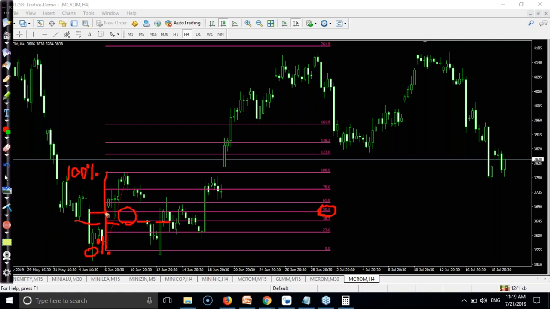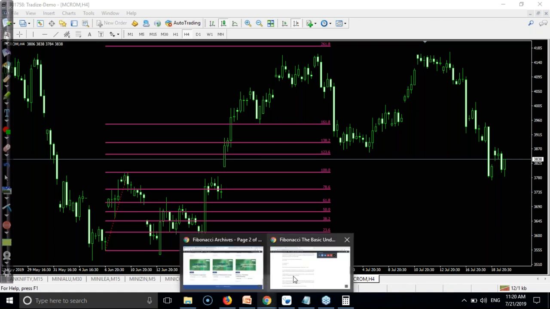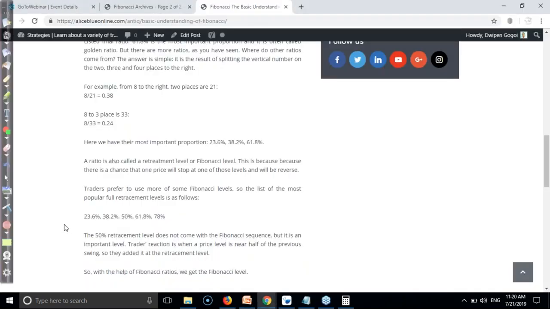50 is the most important level, and that is why most traders use it. There is no 50% level according to the Fibonacci ratio, but people are using 50%, right? You can see this is the 50%. It is the most important, and that is why we use it, because it is the middle of the Fibonacci range. Now you can see there is a 50%, right?